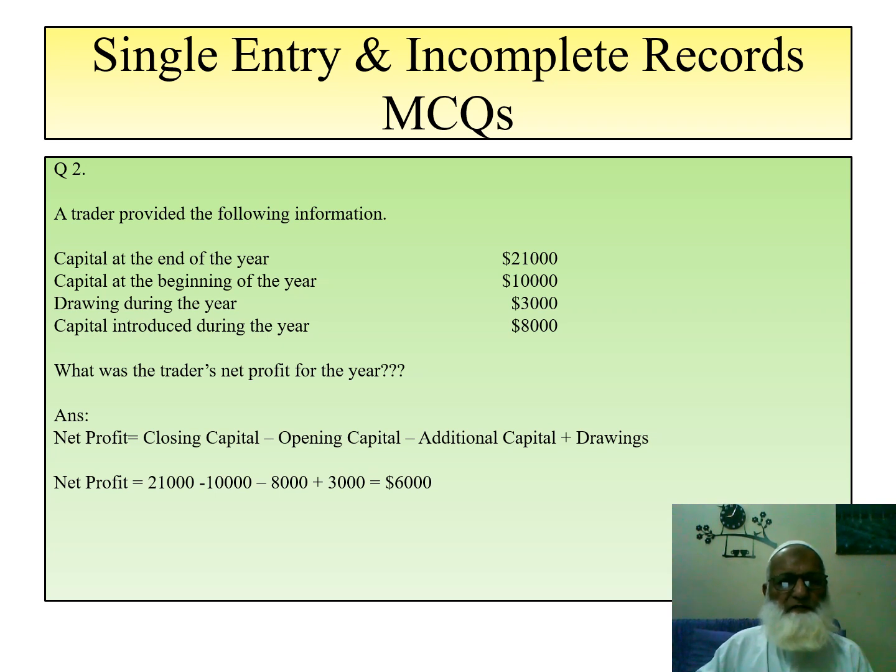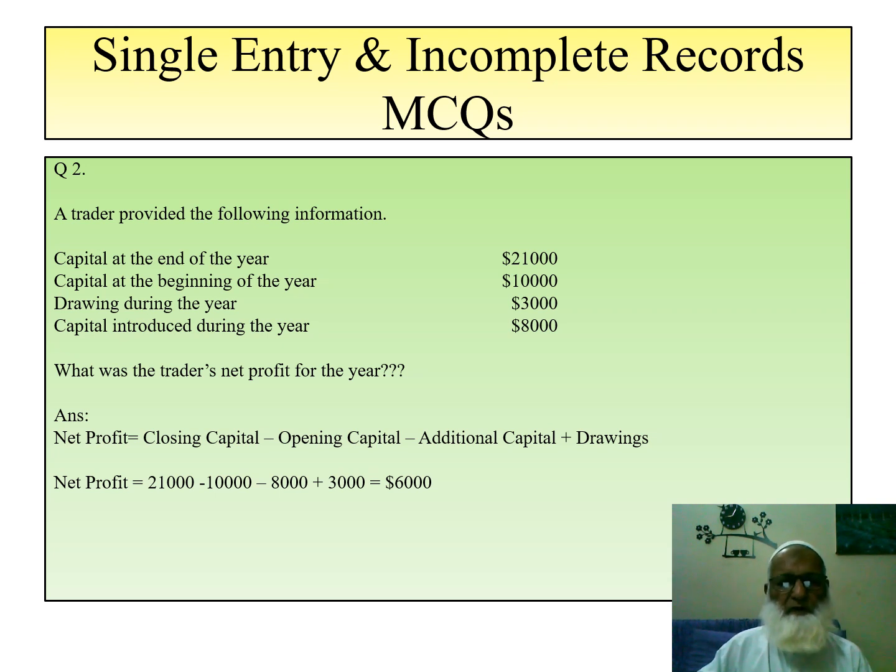A trader provided the following information. Capital at the end of the year is $21,000. Capital at the beginning of the year is $10,000. Drawing during the year is $3,000 and capital introduced during the year is $8,000. What was the trader's net profit for the year?